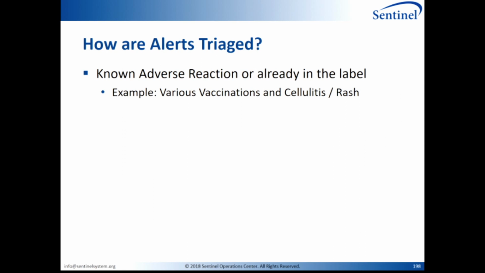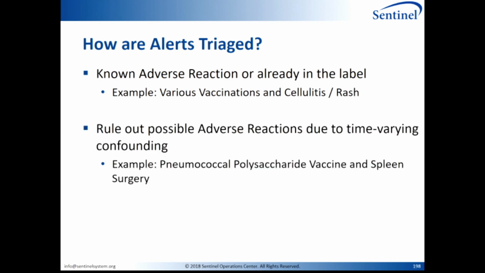And so when we see rash or cellulitis in the data, it actually is a little bit comforting because it tells us that our analysis is working the way we think it should, the way we intended. We also want to rule out possible adverse reactions due to time-varying confounding.